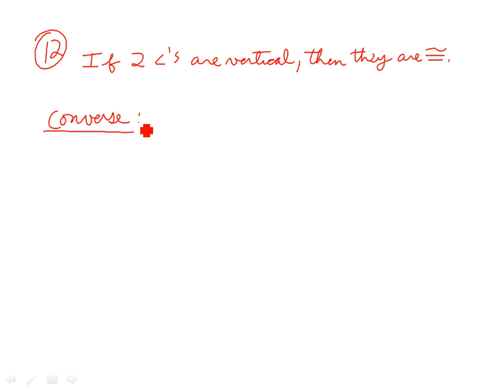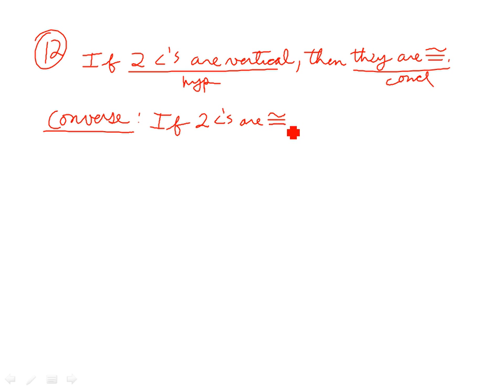The converse, remember, switches the hypothesis and the conclusion. This is your hypothesis. This is your conclusion. So the converse is going to say: if 2 angles are congruent, then they are vertical. And just because 2 angles are congruent doesn't mean that they have to be vertical, so this one is false.